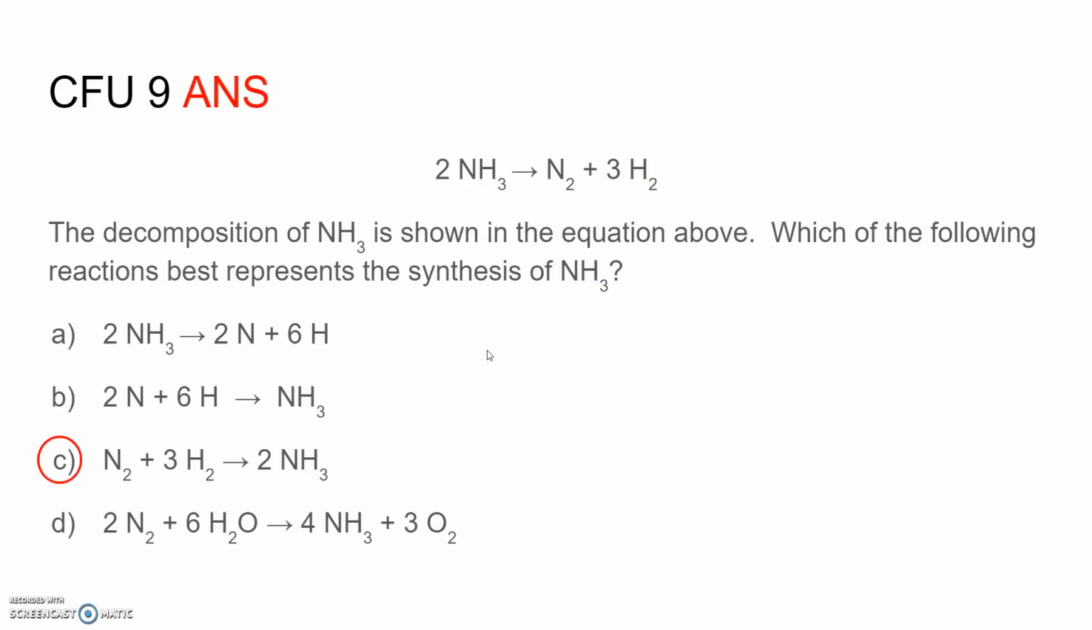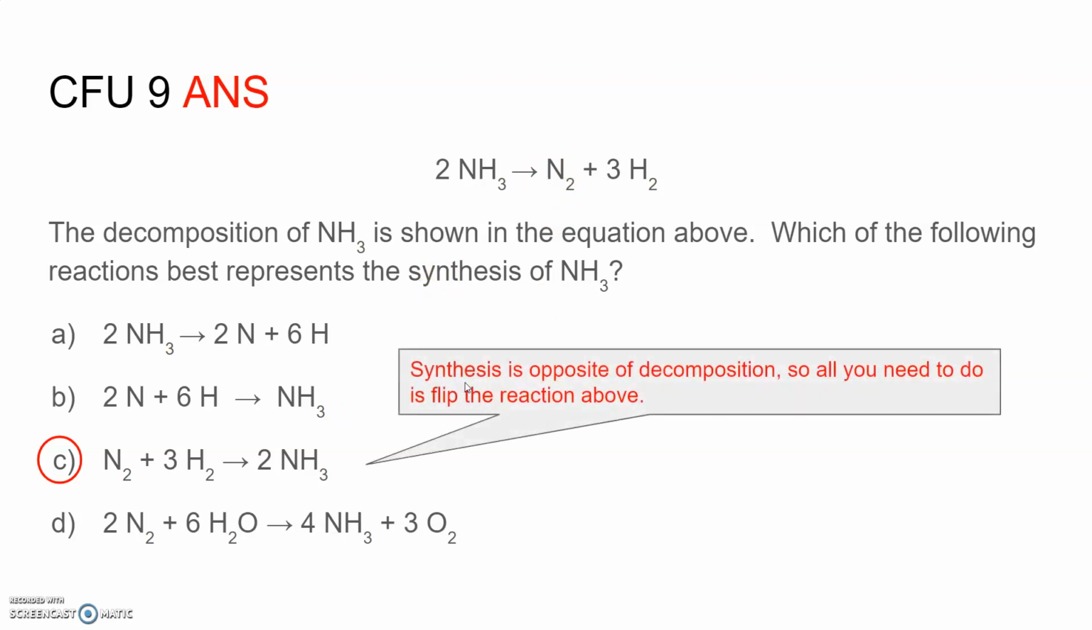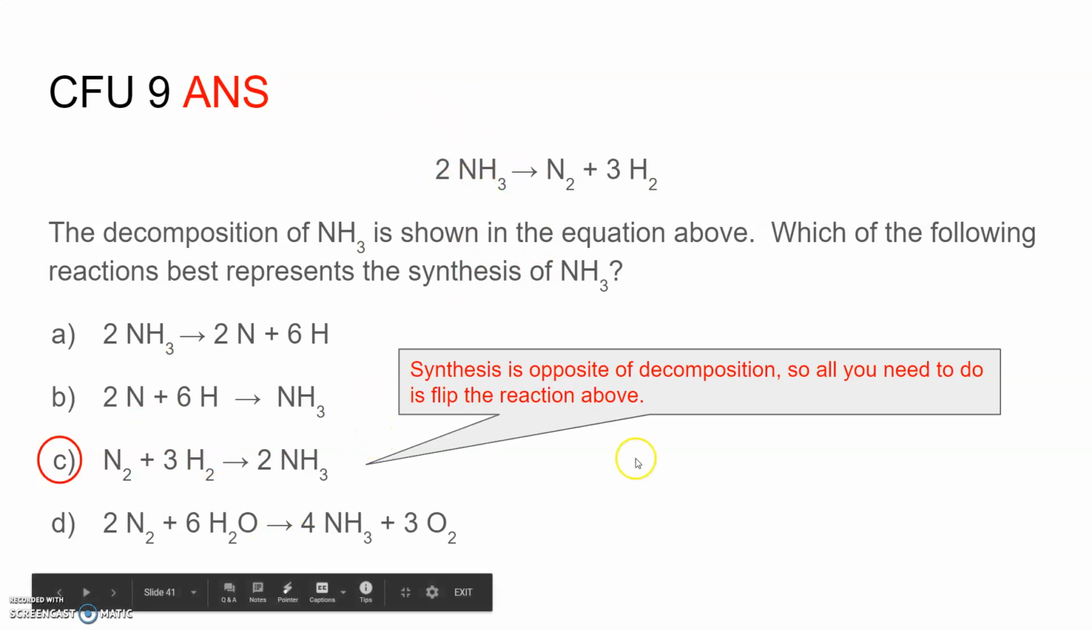The answer is choice C because all we did was essentially just flip the reactants and products. So we made N2 and 3H2 as our reactants here, and then we made the 2NH3 as our product.